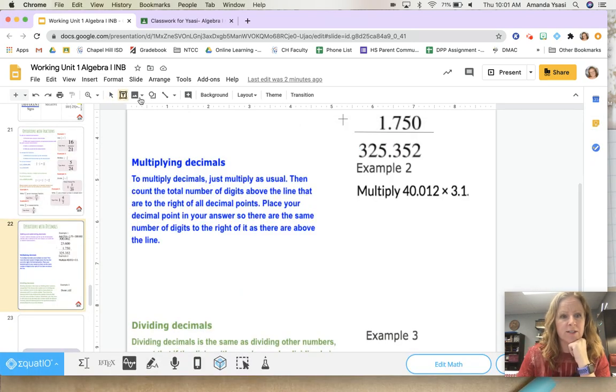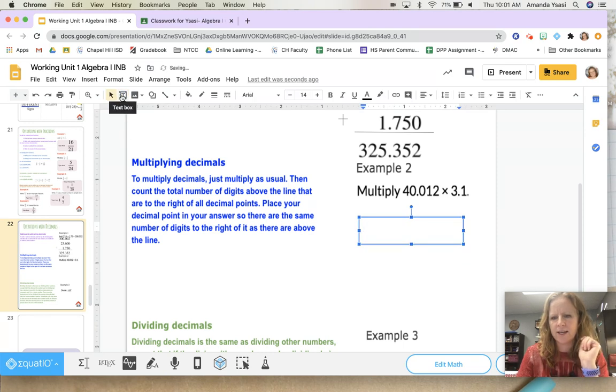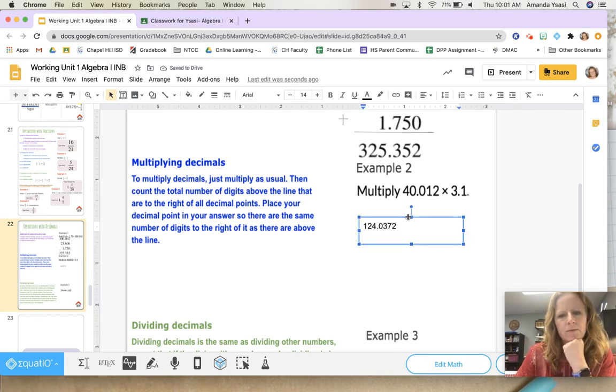So we're going to put that in. We can just enter a text box here because we didn't use any special math. Did y'all see the T for text? 124.0372. And we can make it bigger if we want.